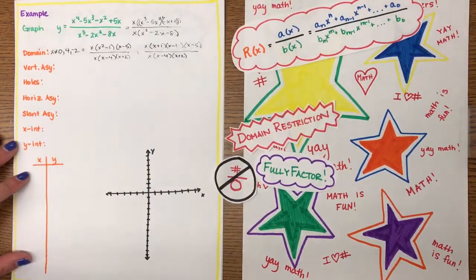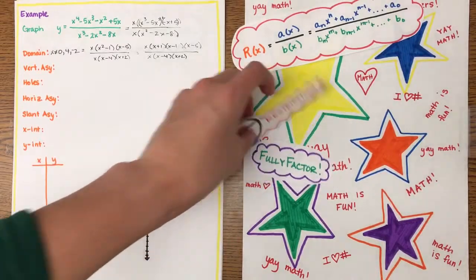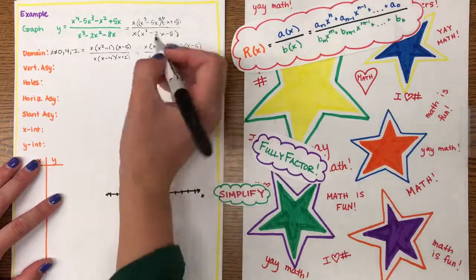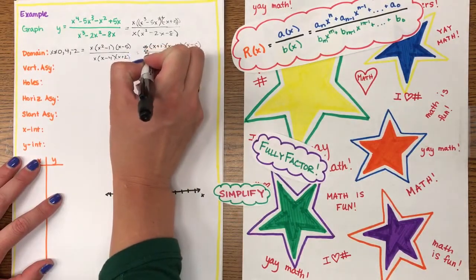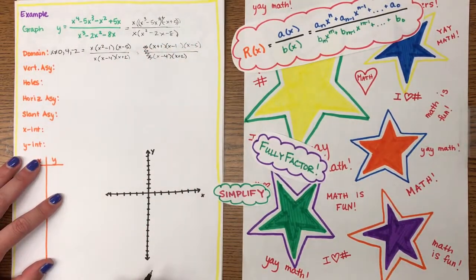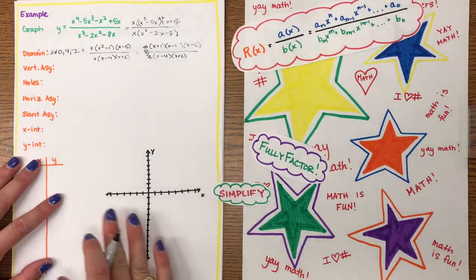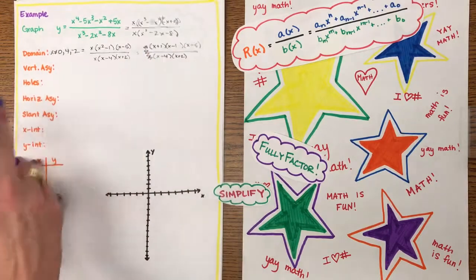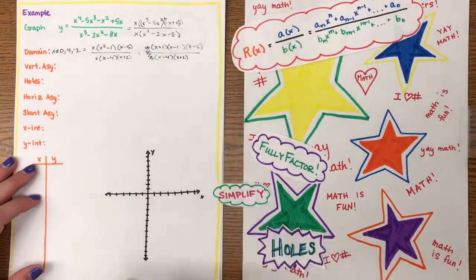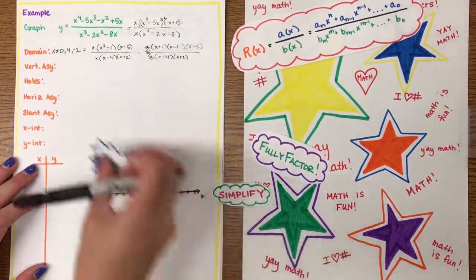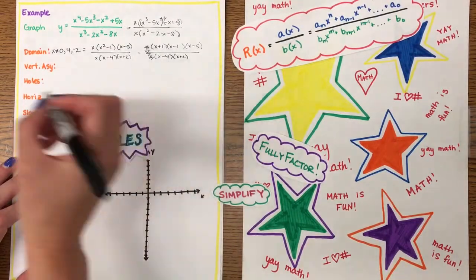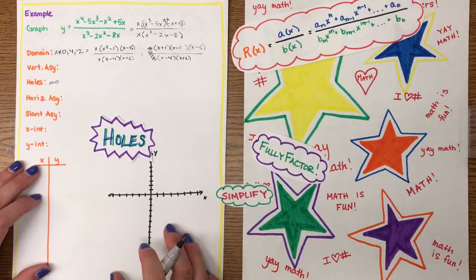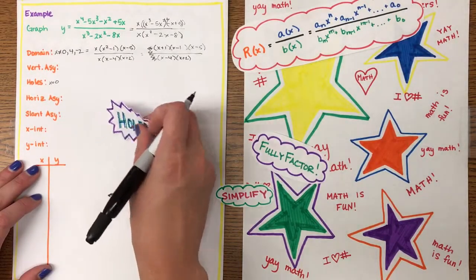Now that I have fully factored and found my domain restrictions, I'm going to simplify. The only thing that can be simplified here is that I can cancel out that x. So canceling out an x means that this is my simplified equation. I am going to have a hole. This is going to be a hole where x is equal to 0. So there's now a hole in my graph when x is equal to 0.